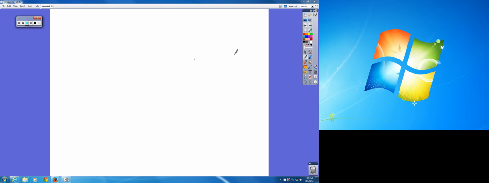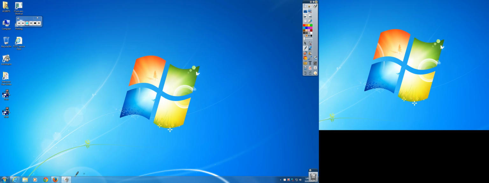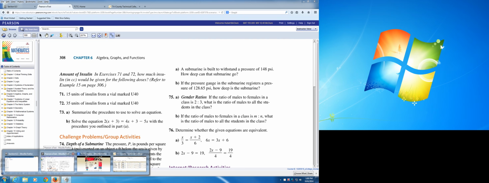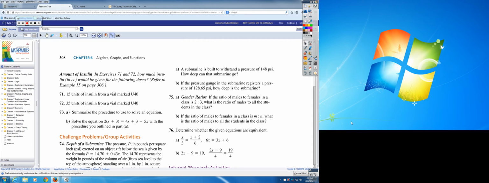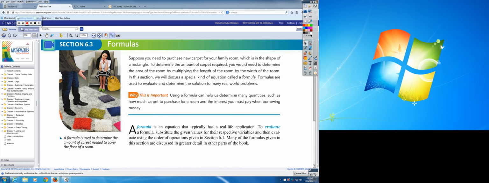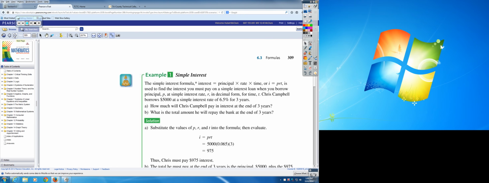There we go. Okay, we are recording. And I want to hit this and get our book put back up. There's our book. I guess we're on page 308. Yep, formulas. Oh, we did formulas. 6.4 and 6.5. I'm sorry.